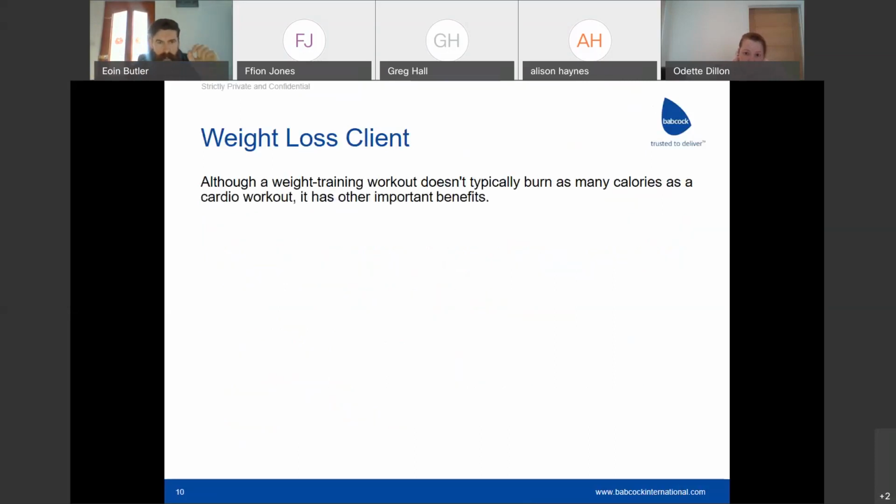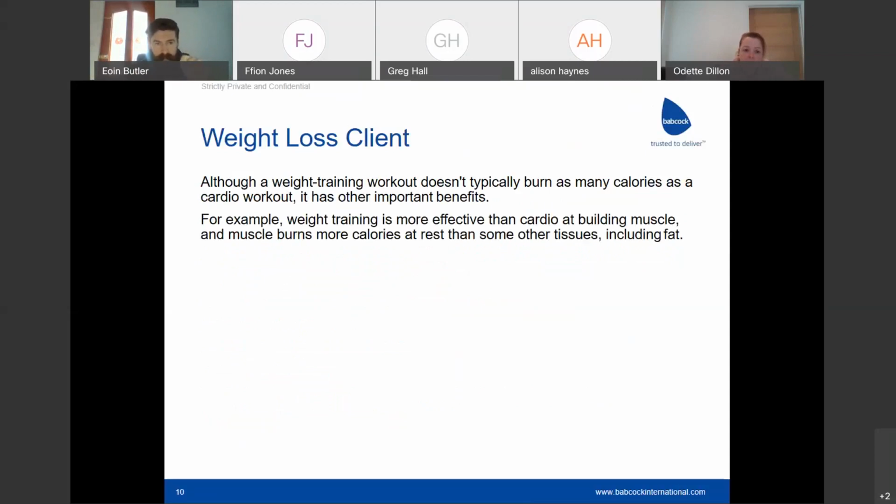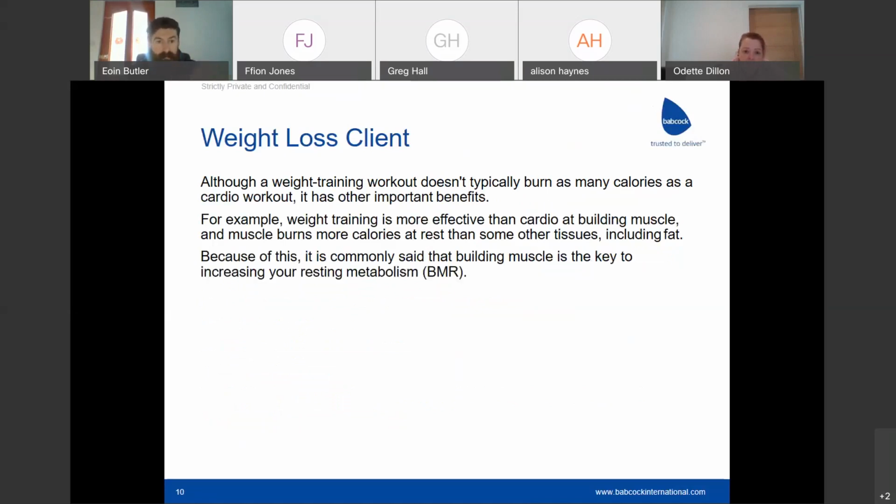Okay, so weight loss clients still. Although a weight training workout doesn't typically burn as many calories as a cardio workout, it has other important benefits. For example, weight training is more effective than cardio at building muscle, including fat. Because of this, it is commonly said that building muscle is the key to increasing your resting metabolism, your basal metabolic rate, the amount of calories burned at rest. By increasing that, you're going to burn more calories, burn more fat.